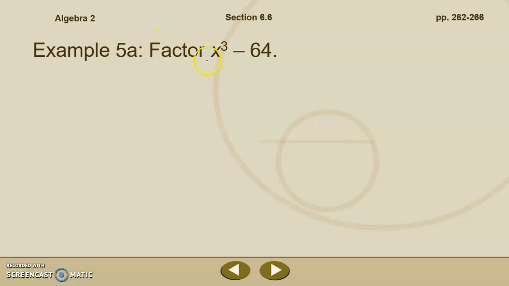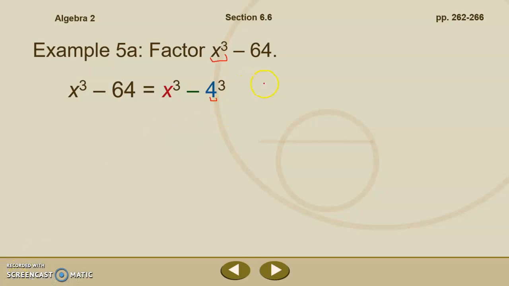Hopefully we can recognize right away, since this is a cube term, let's see if this is a cube term. It is, in fact. We can rewrite that as x cubed minus 4 cubed. We should know our perfect squares and perfect cubes. You should know those. So 64 is a perfect cube, so we're going to rewrite that as 4 cubed.